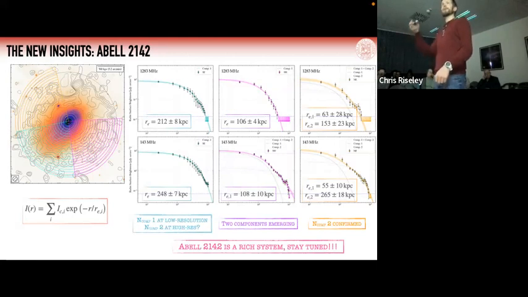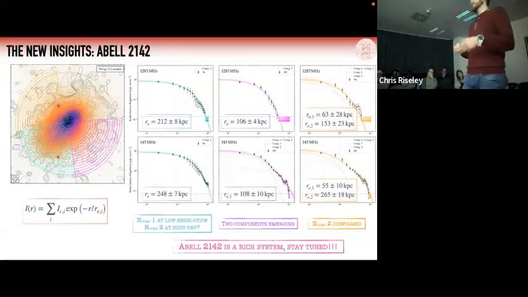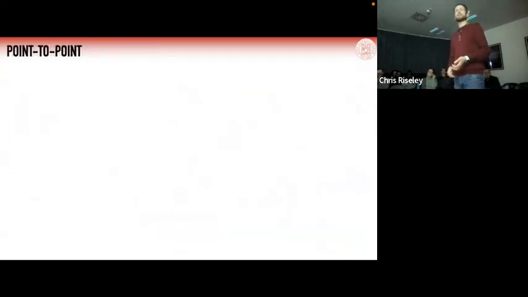So we definitely have two components along the northeast. We have two components emerging along the southwest. So in this kind of axis, we're definitely seeing two components. And along this axis, tentative evidence of a second component when we go to higher resolution, but we really can't say anything concrete about it.